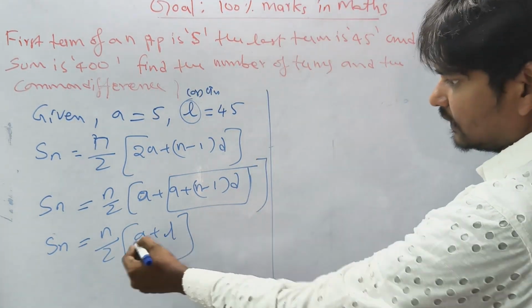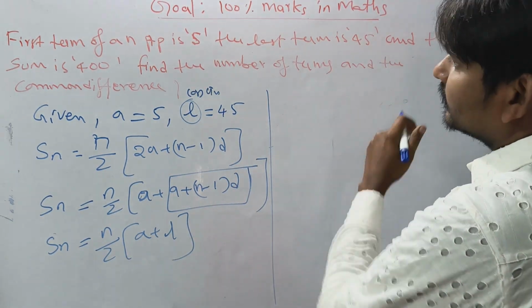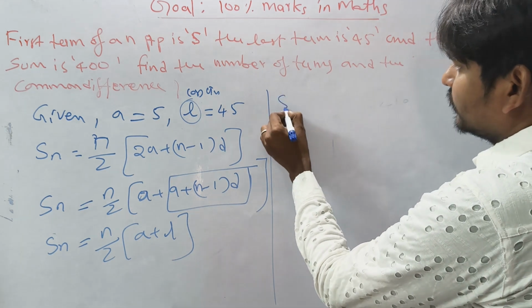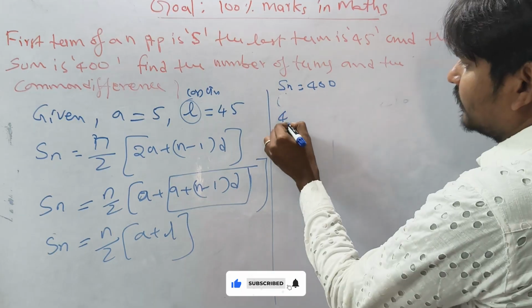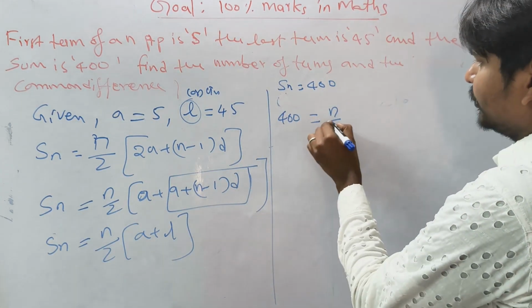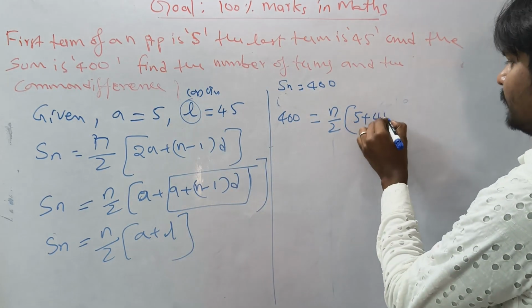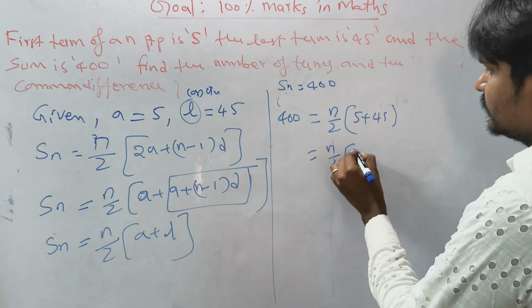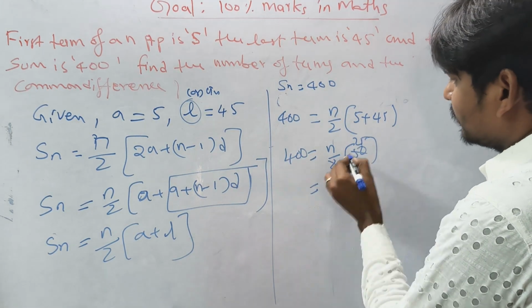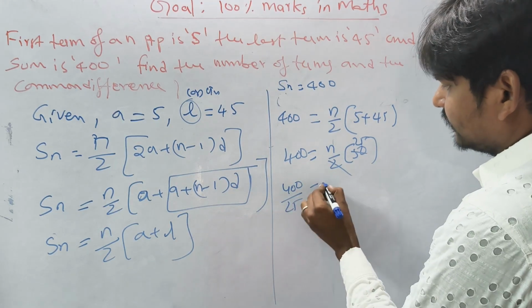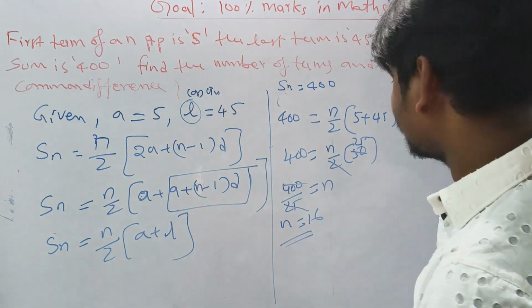Now first of all we'll see this thing. Sn is equal to n by 2 into a plus l. How many terms are given actually? That we have to find out. But the sum is given. Sn is given as 400. Now substitute here: 400 is equal to n by 2, we don't know, into the first term, which is 5, and the last term, which is 45. From this, n by 2 into 50, 400. Now here this 50 and 25 can cancel. Now 400 by 25, n is equal to 16. So n is equal to 16, meaning the number of terms is 16.